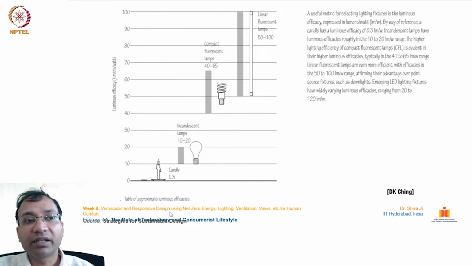This is a relative chart kept here on this table for your understanding, which shows the approximate luminous efficacies of these many luminaires. From zero candle, you can see it up to 100. It starts from a candle, then goes to an incandescent bulb, then the CFL bulb, then the fluorescent lamps, these tubes, in a range of 50 to 100, 40 to 65, 10 to 20, and up to 0.3. This is the efficacy of these luminaires, so accordingly we can choose and place them.